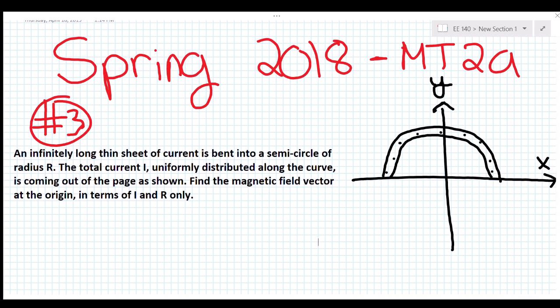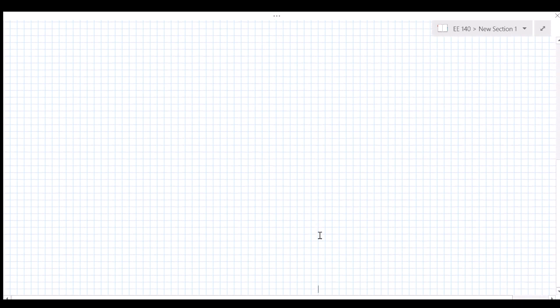Okay, so this is the Spring 2018 Midterm 2A Problem 3. Since it's given that it's an infinitely long, thin sheet of current, we can find the magnetic field of an infinite line for this problem, because essentially the sheet is made of infinite lines. So using Ampere's law, we're going to find the magnetic field of an infinite line.